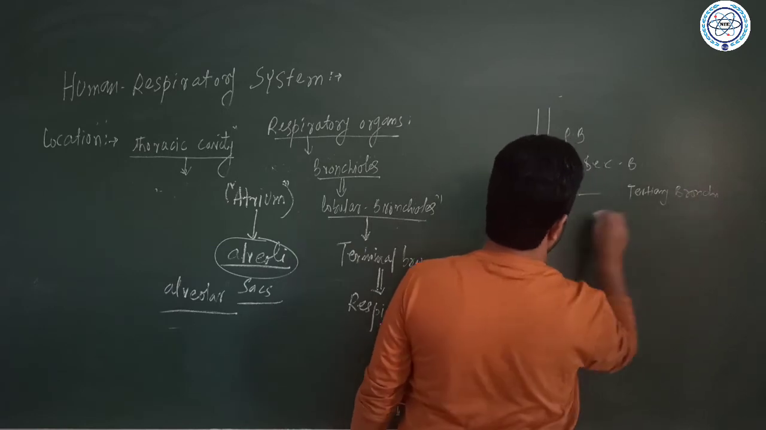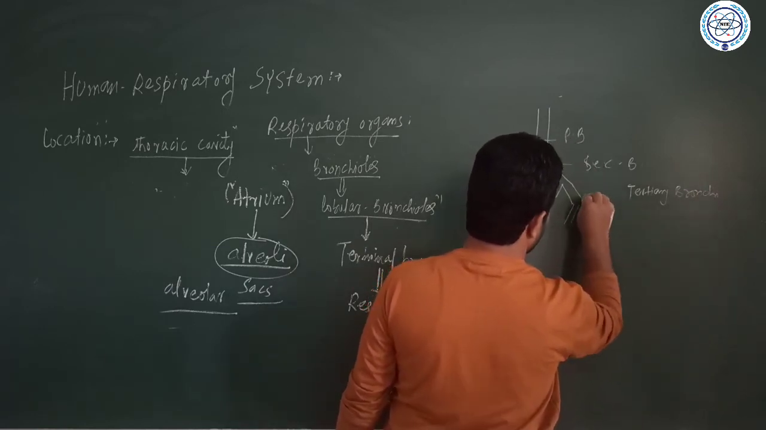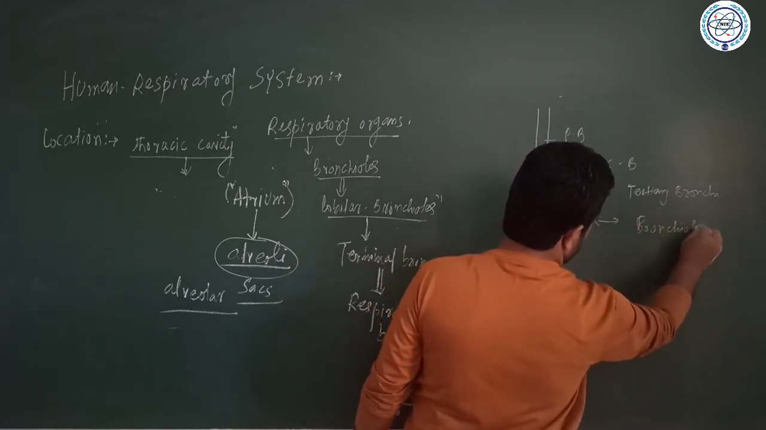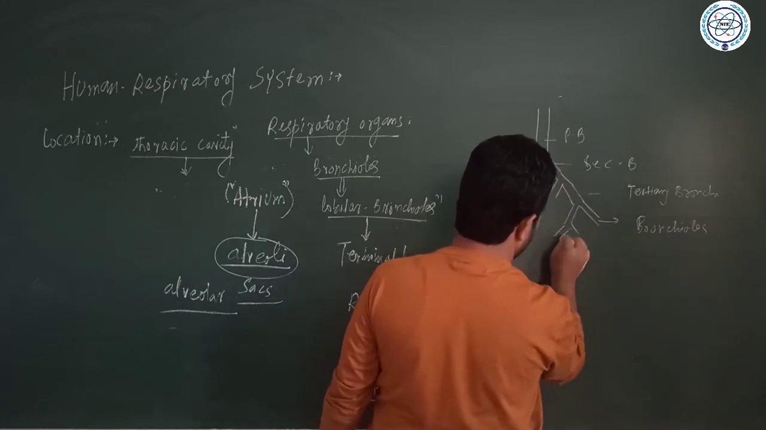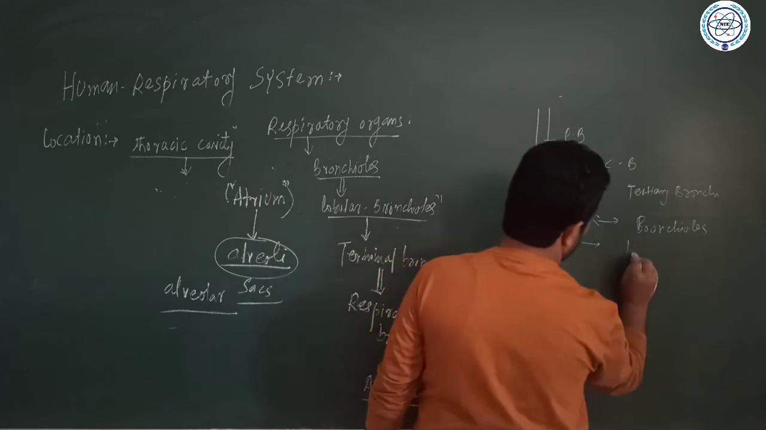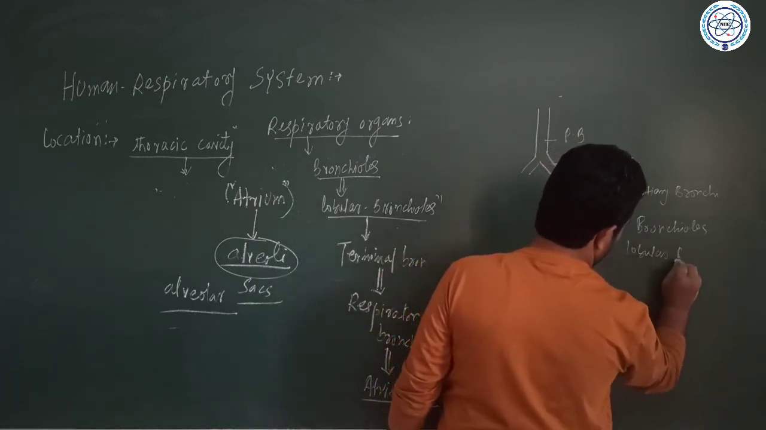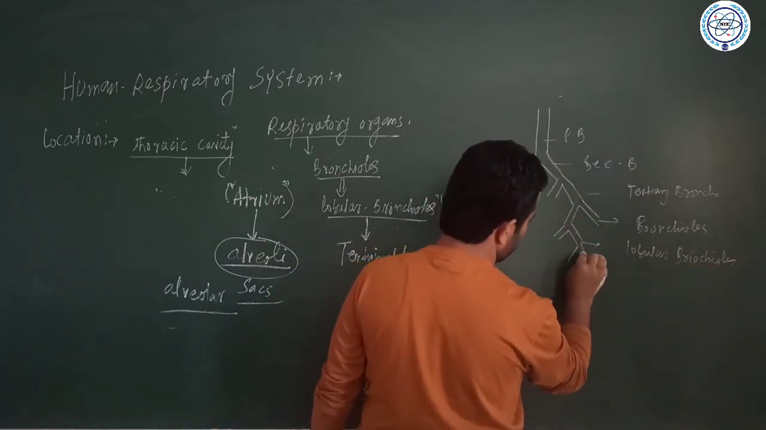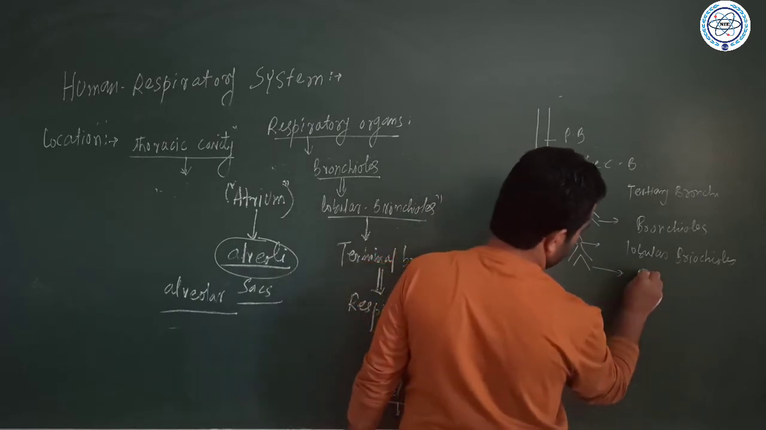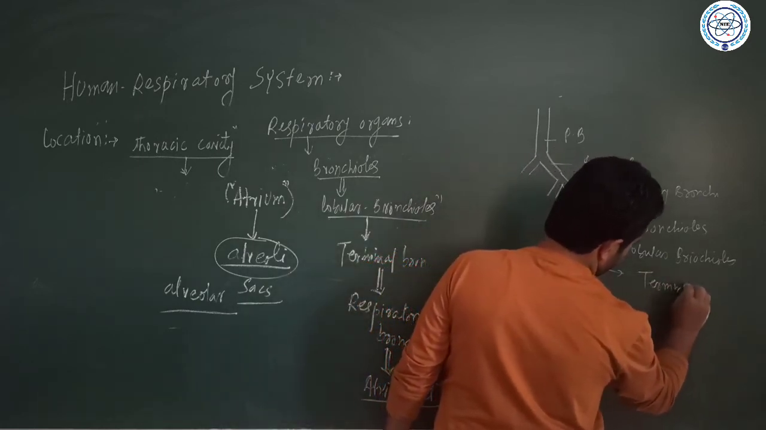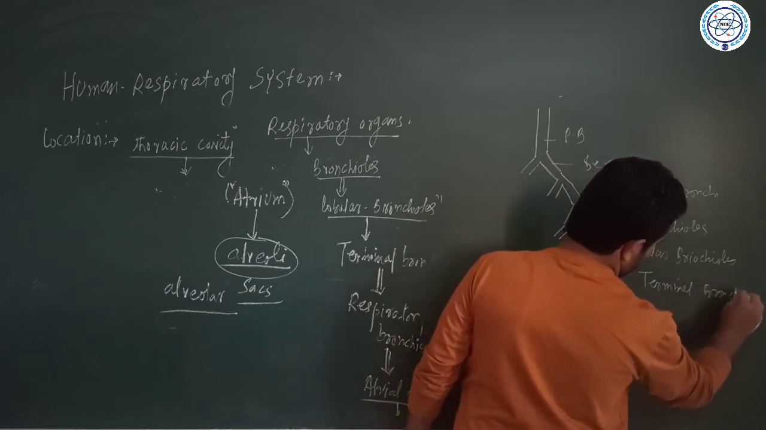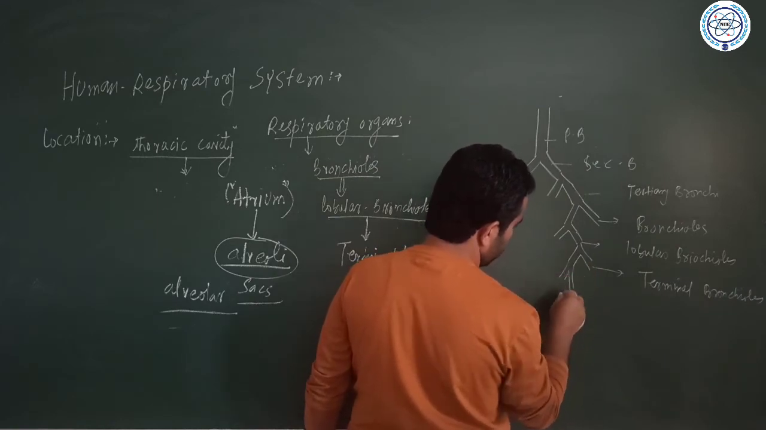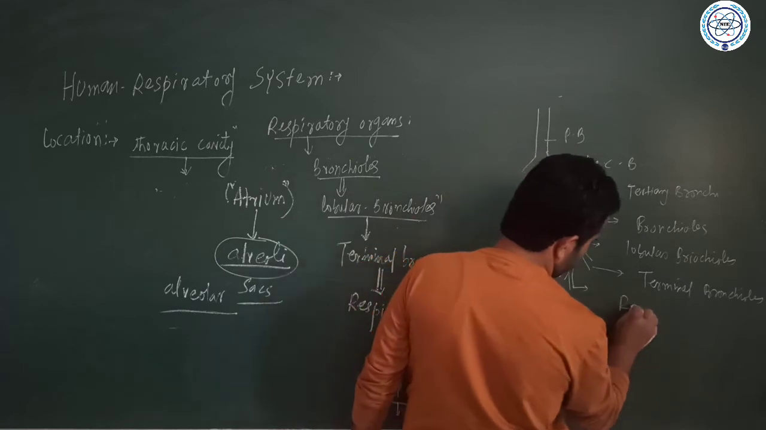Fine. And then we have the smaller branches. Let's say these are the smaller branches. These are bronchioles. Fine. And these bronchioles again divide into lobular bronchioles, and these lobular bronchioles divide into terminal bronchioles, fine. And these terminal bronchioles divide into the respiratory bronchioles first.